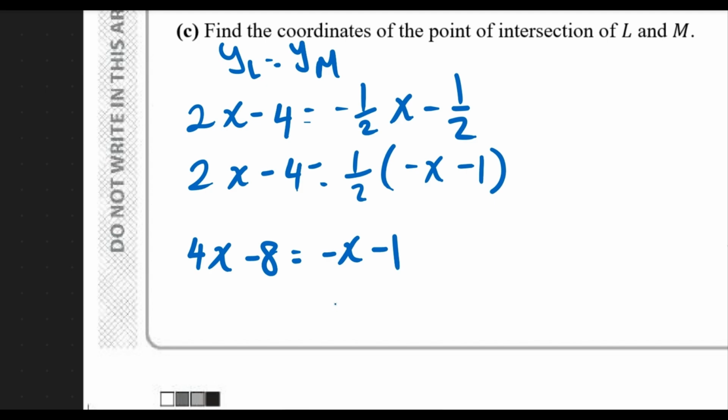So to collect x's on one side, we need to bring minus x over to the other side as plus. That means it would be 5x, and bring minus 8 over to the other side as plus 8. So plus 8, take away 1, would be 7. So x equals 7 over 5.